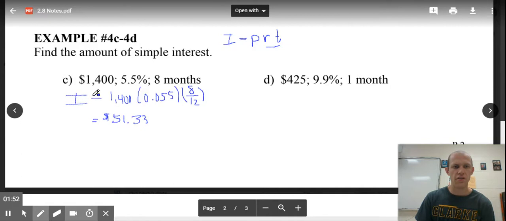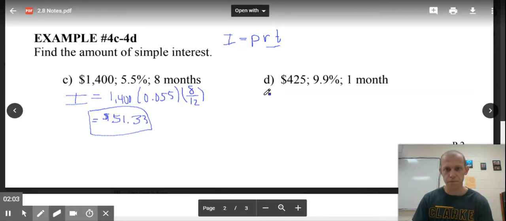That's not the total amount of money they're going to have in their savings account, not the total amount of money they're going to owe if it's a loan. This is just the interest they're going to have to pay, or the interest that they get.